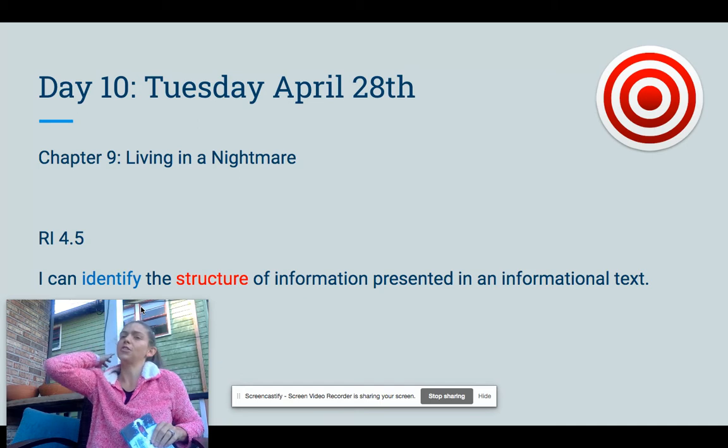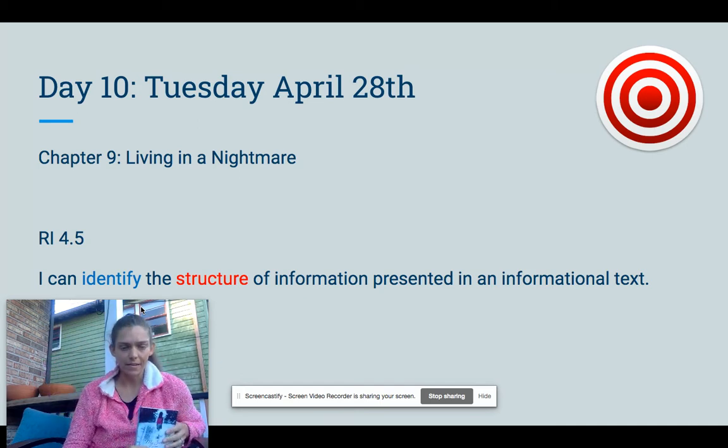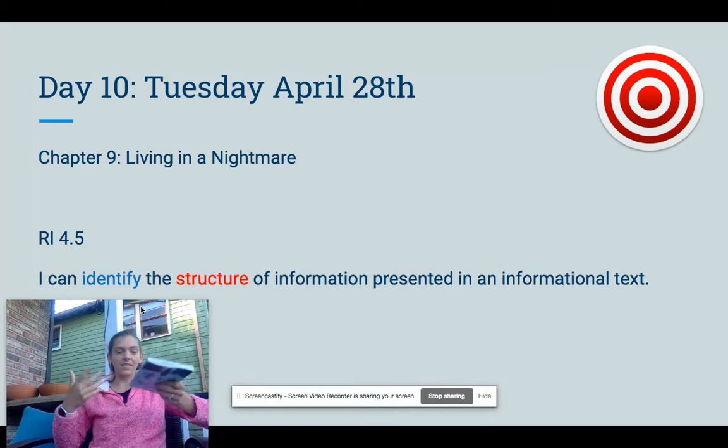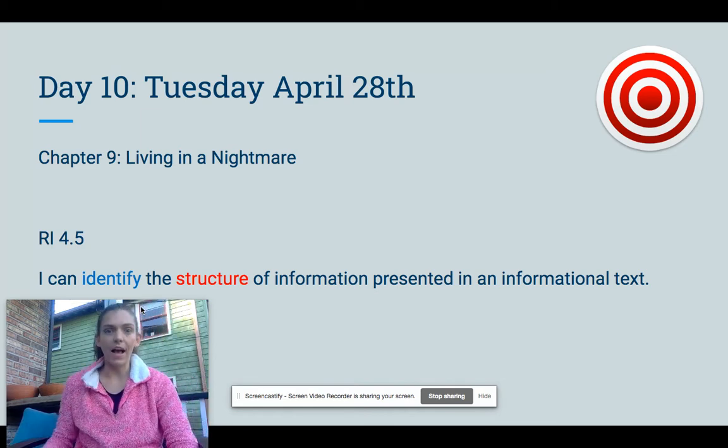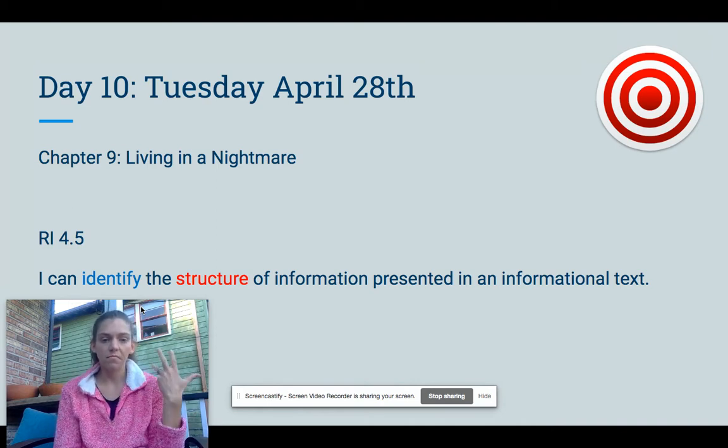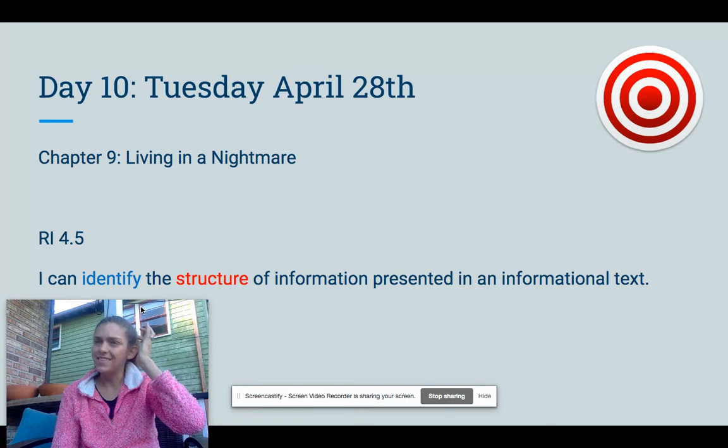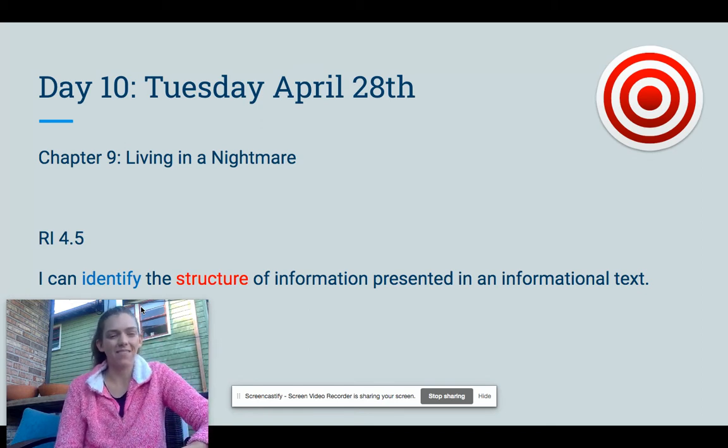If we're identifying the structure, what does that mean? How do you identify something? It just means to find, right? Or to tell, or to discover, kind of, right? If we're going to identify something, it just means we're going to find it. Structure, what does that mean? Structure is going to be the organization of that information, right? How it's built, how a text is built. And when we talk about information that's presented in a text, what does that mean? Information that's just included in a text, right?